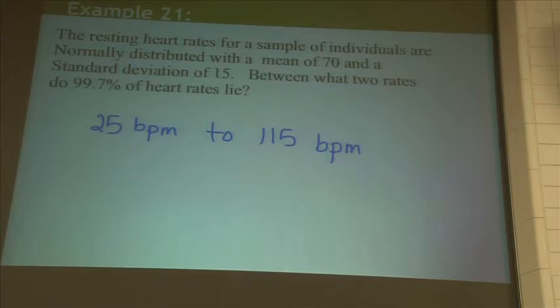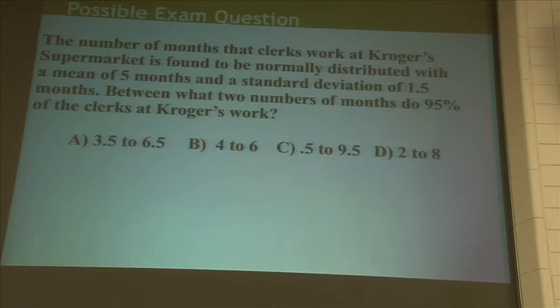All right, change things up a bit now. Life isn't always pretty. Let's have you copy that impossible question first. We're at Kroger, good old Krogy, and the number of months that clerks work there is normally distributed with a mean of 5 months. Normally distributed, so you know you can draw a pretty picture, draw a bell curve, line down the middle, 5 months. Standard deviation of 1.5 months at a time.